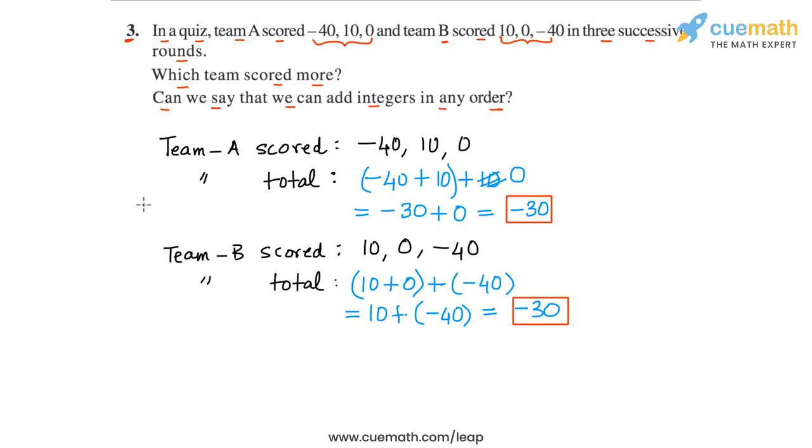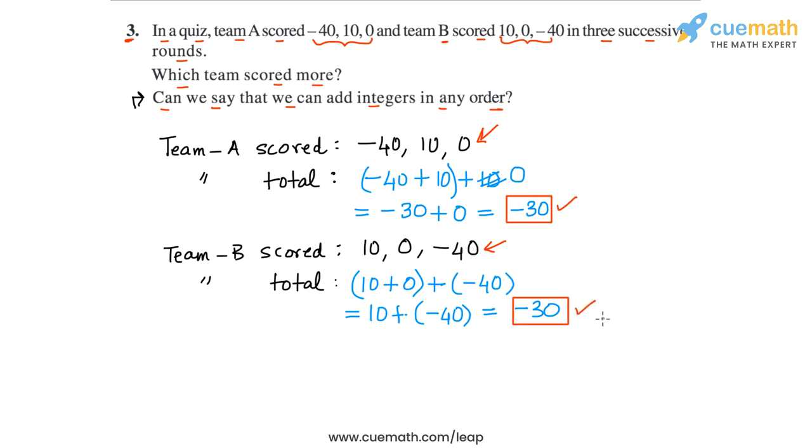Now let's come to the second part of the question, which says, can we say that we can add integers in any order? So what does this question mean? Well, team A scored minus 40, 10 and 0 and team B scored 10, 0 and minus 40. So both teams had the same set of scores but in different order. That's why when we added them, we obtained the same total score of minus 30.